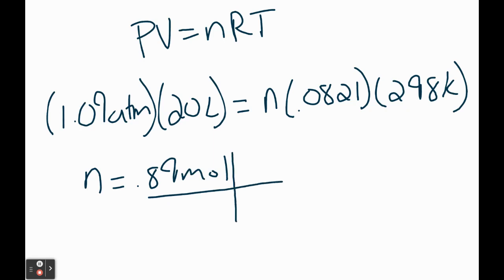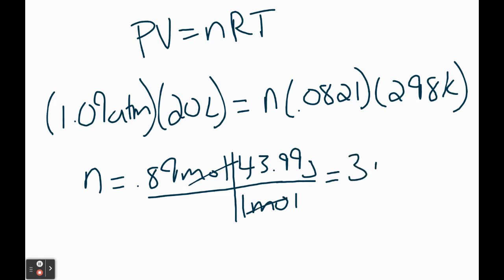So we're going to convert that to grams. So 1 mole on the bottom of nitrous oxide gas, and the molar mass is 43.99 grams. So moles cancel out, and we have grams. So you should get 39.2 grams of nitrous oxide gas.